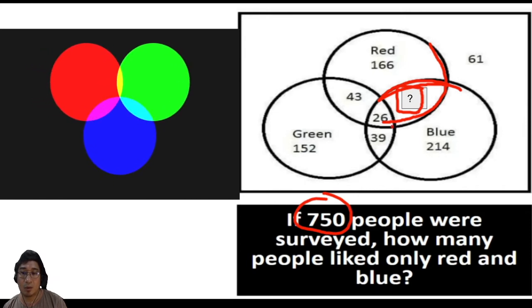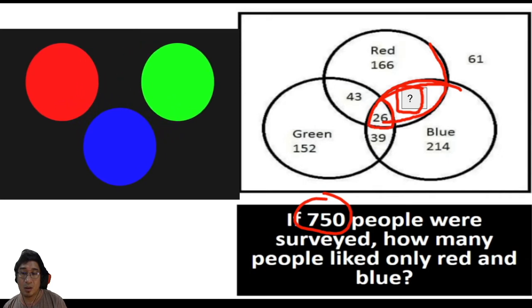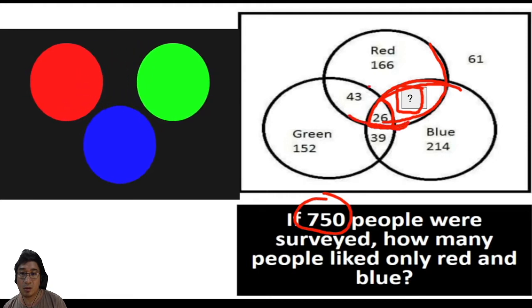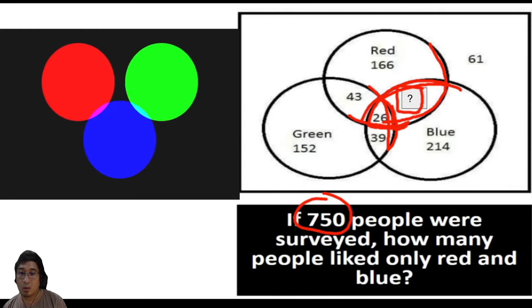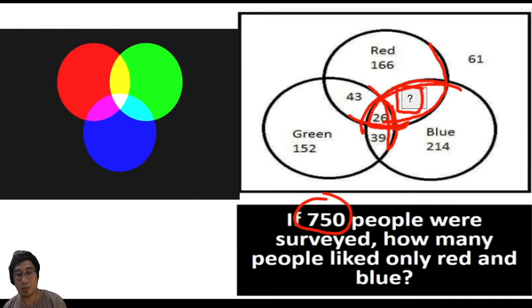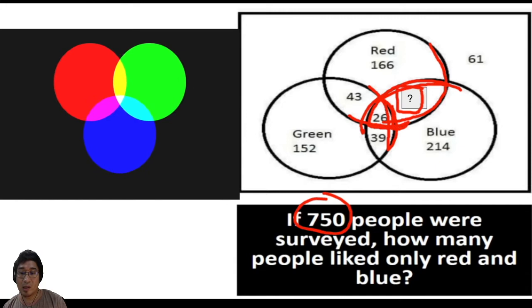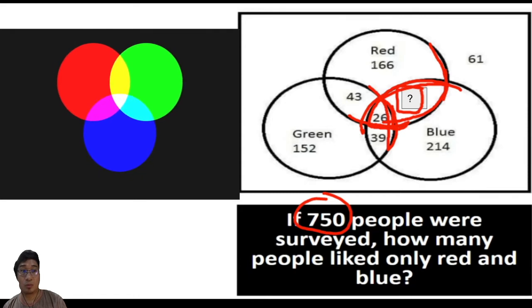Kasi if we're going to use this 26, ang ibig sabihin ng 26, gusto nito yung red because of this circle. Gusto niya rin yung green. Gusto niya rin yung blue, yung 26. So, hindi to pwedeng 26. Although, gusto niya rin yung red. Pero, in this case, gusto niya yung green and blue. Ang question kasi, ilan daw ang may gusto sa red at saka blue? So, we have to compute this one.